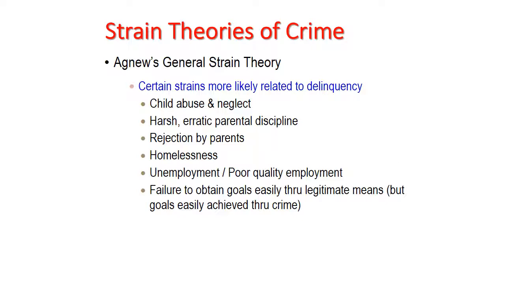Agnew proposes that there are certain strains that are more likely to be related to delinquency, and some of them are listed on this slide here. He suggests that children or individuals who are exposed to these strains for prolonged periods of time are especially likely to be involved in delinquent behaviors. These strains include being subjected to child abuse or neglect, harsh or erratic parenting style, rejection by parents, especially at an early age, homelessness at any age, unemployment or poor quality employment. Now, this is dependent on the person's perception, of course, of what is poor and good quality employment, and the failure to obtain goals easily through legitimate means.